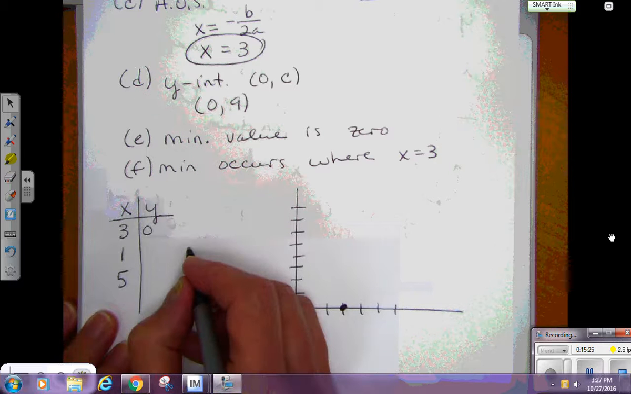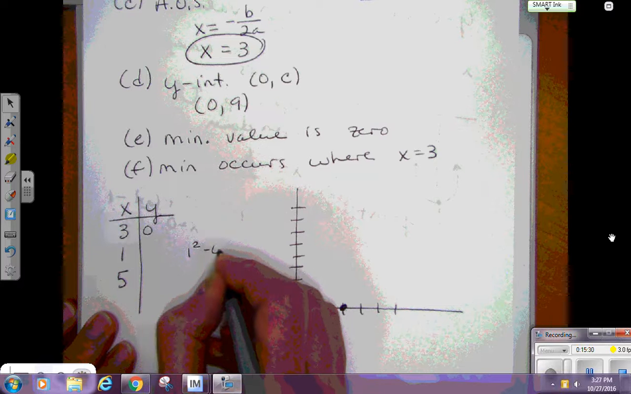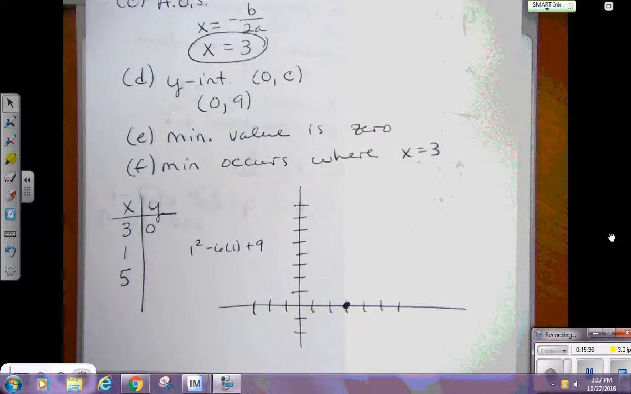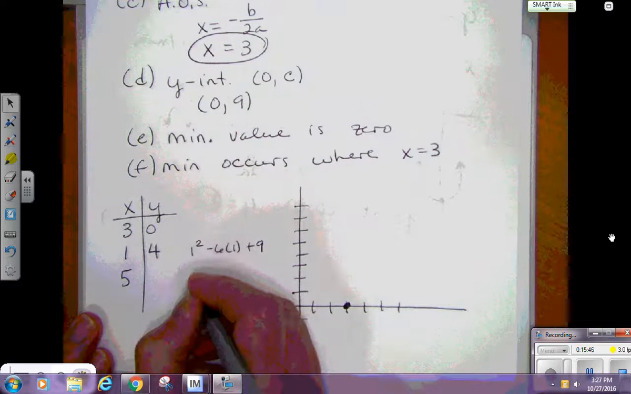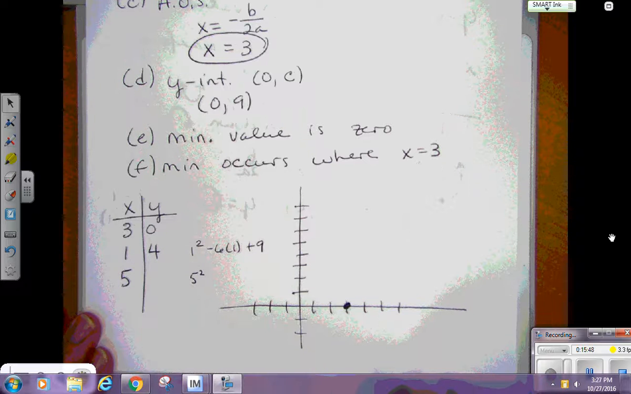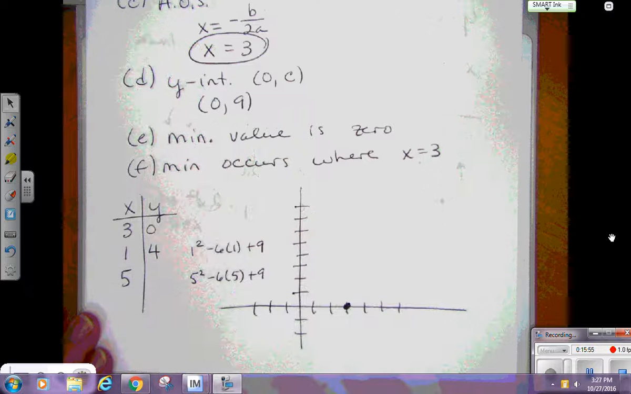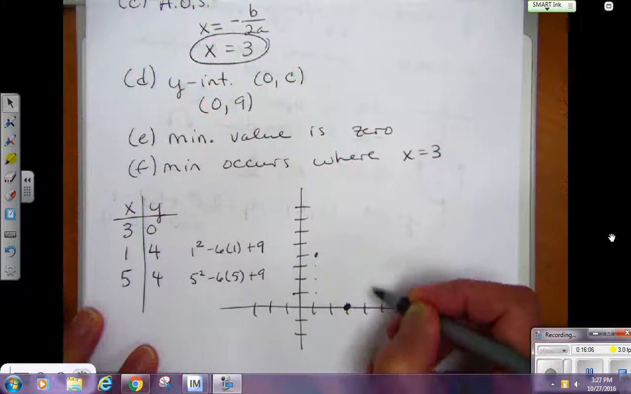Okay, I'm just going to do it out here to the side. So when x is 1, I'm going to have 1 squared minus 6 times 1 plus 9. So 1 minus 6 plus 9 is going to be 4. So that value is 4. I should get the same y value from my next x because they're the same distance away, but I'm going to calculate it just to make sure. So we got 25 minus 30 plus 9. And that equals 4. So 1, 4 right there, and 5, 4 right here.